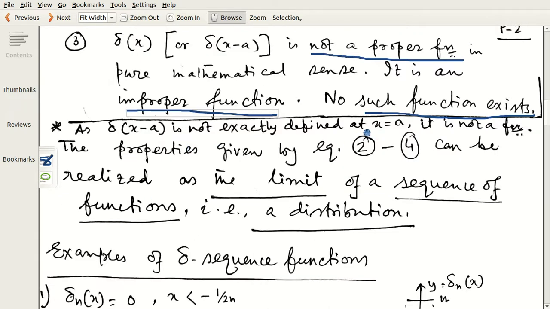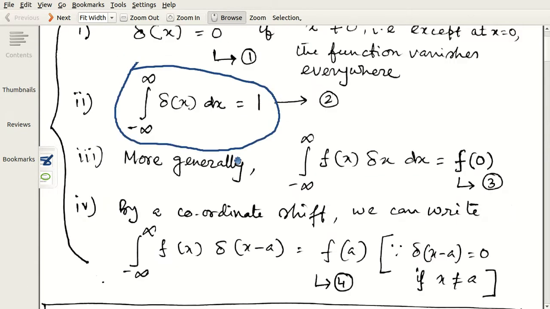And as I said, the delta x minus a is not exactly defined at x equal to a. That means undefined actually. At x equal to a, it is not a function. You cannot have a value or an expression for delta x minus a at x equal to a. Then what can we do with this if we don't have an expression of a function? How can we deal with that? But all the properties under integration, expression equation number 2, equation 3 or 4, in fact you see that equation 4 is a more general form, through which you can obtain equation 3 and equation 2.